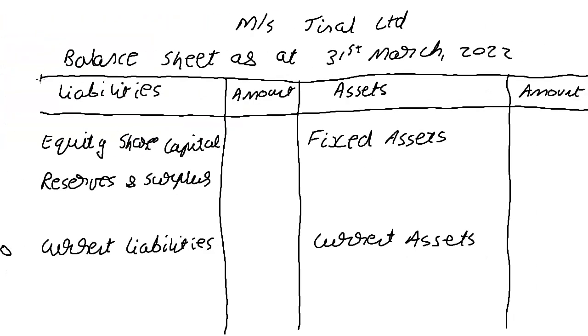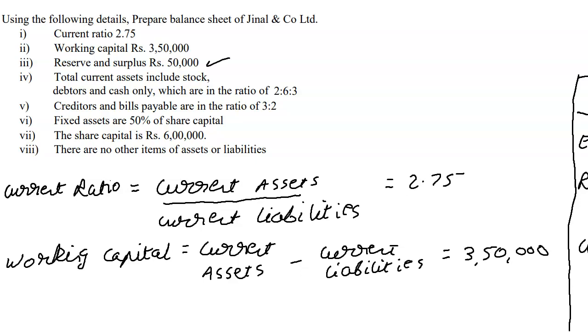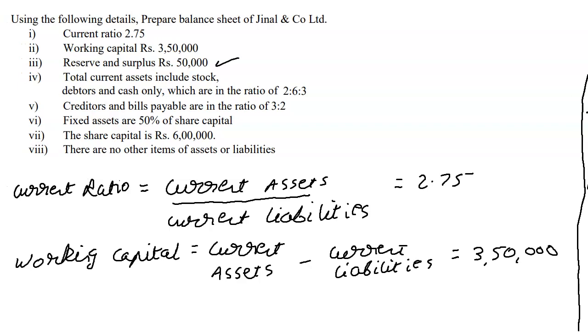Now, reserves and surplus, one more time, 50,000. So corresponding to reserves and surplus, I am writing down 50,000. Going forward, we have total current assets include stock, debtors, and cash in the ratio 6:3. Don't worry, we have enough data right now to handle and get hold of current assets and current liabilities. Then they're telling us that creditors and bills payable are in the ratio 3:2. Keep in mind both creditors and bills payable are current liabilities.